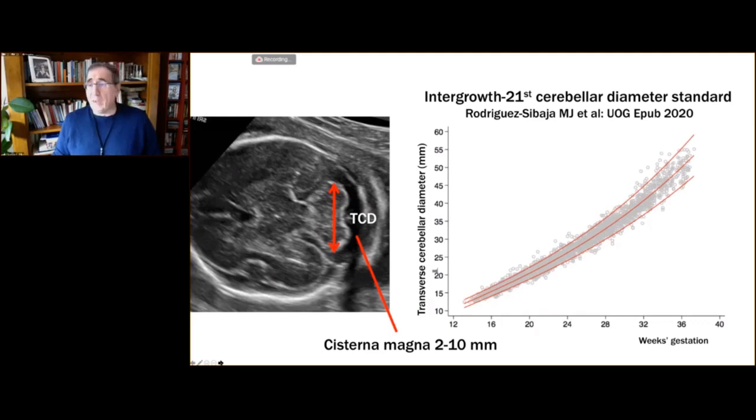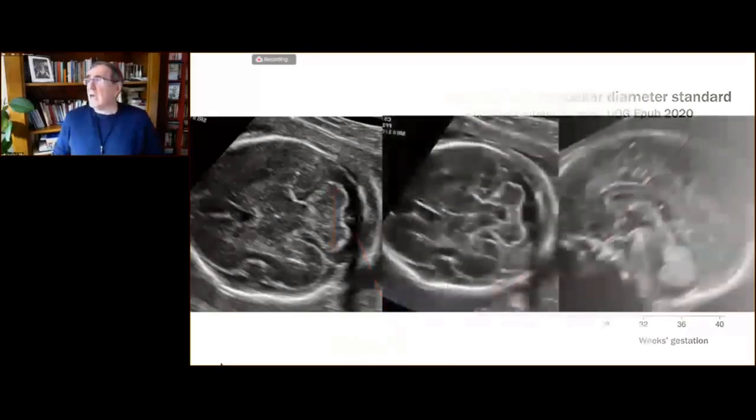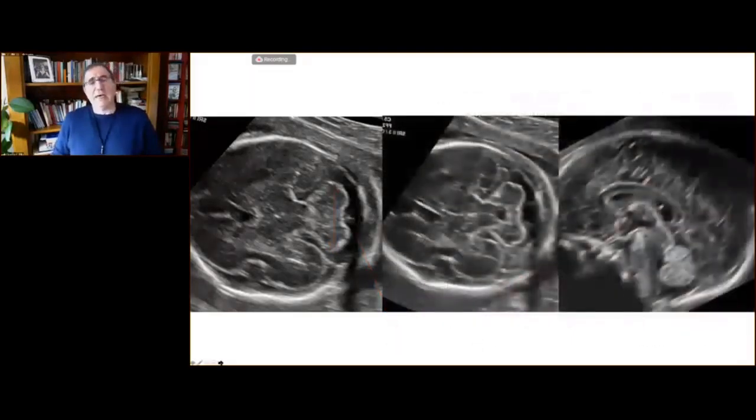We should measure the cerebellar diameter, and we should also look that there is some fluid posterior to the cerebellum. Let's say that the cisterna magna size is anything between 2 and 10 millimeters. And for the purpose of screening low-risk patients, I would say that is more than sufficient. Now, if, however, you are scanning a high-risk patient, then you need to do something more. You need to add 2 more images to that.